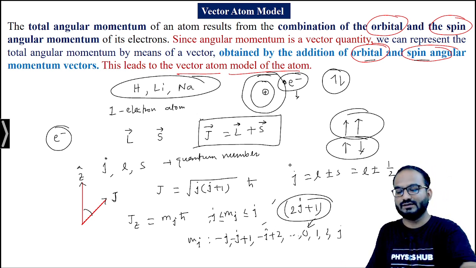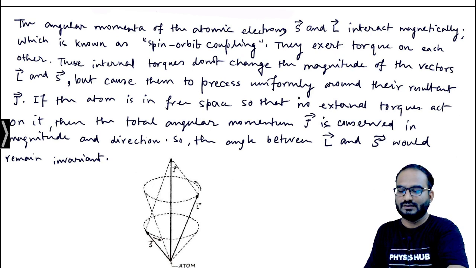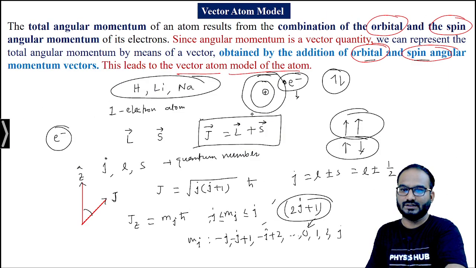Now in a one electron atom there are only two possible orientations. The electron may be either up or down. We'll talk about this later on.